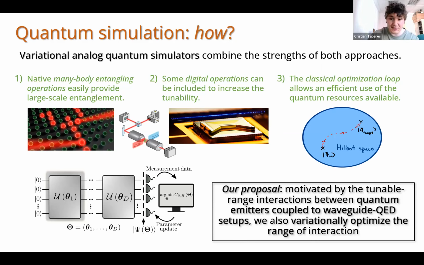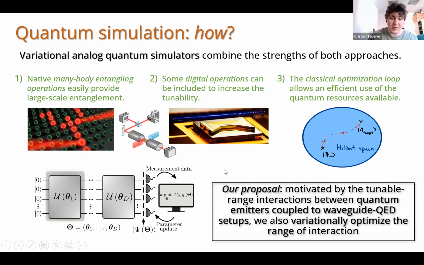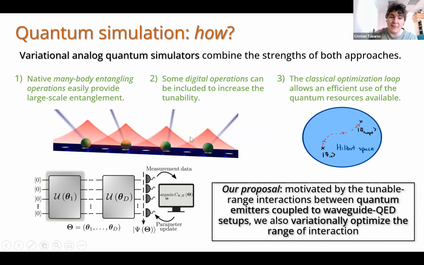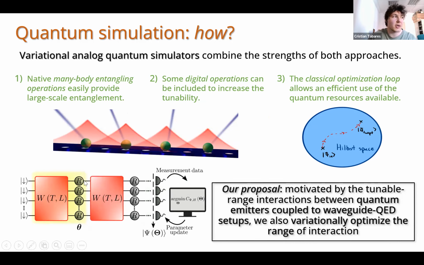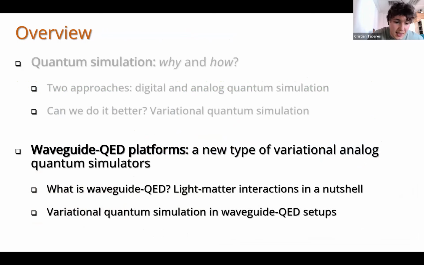So with this, we replace this analog quantum simulator with our waveguide-QED setup, and what we do is that this general circuit, we generate a waveguide-QED ansatz, which we will discuss in a couple of minutes, in which we use the range of interaction, the length of interaction, and also the time as variational parameters. And with this, we come to the first half of the talk. Now is a good moment to ask any questions if you have any.